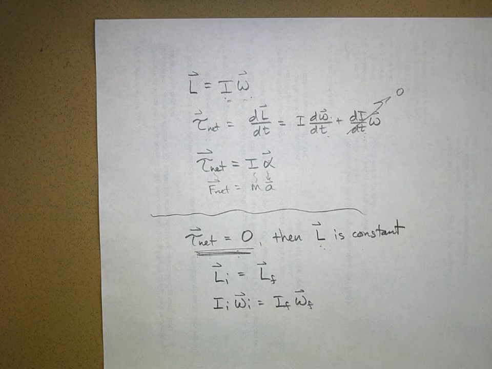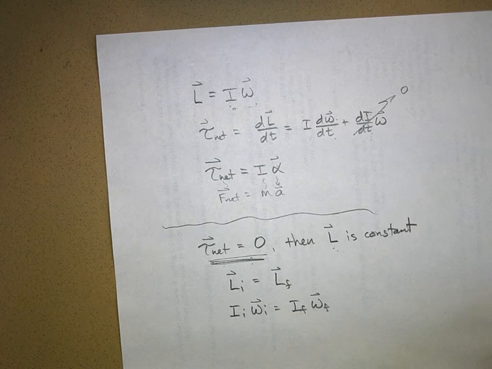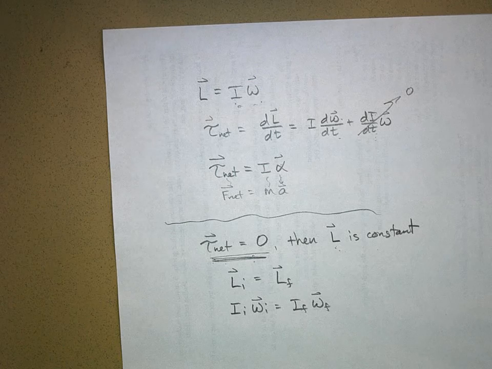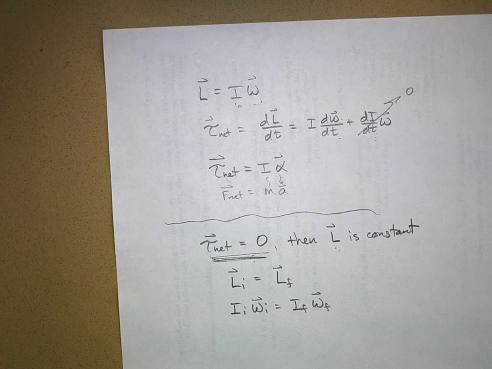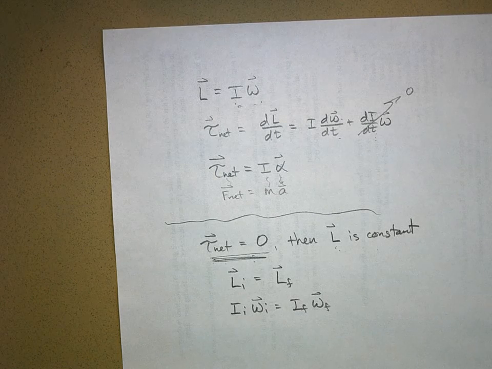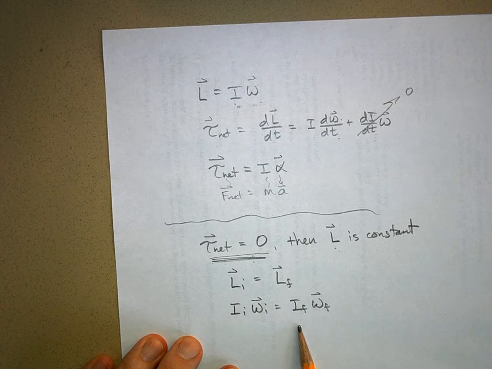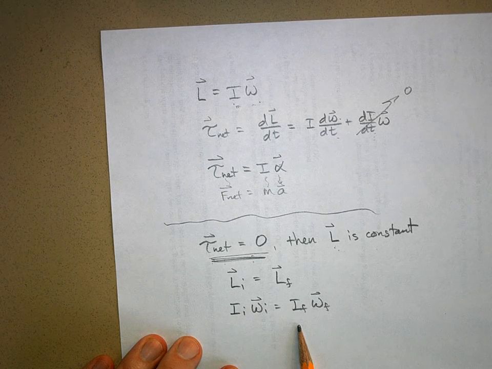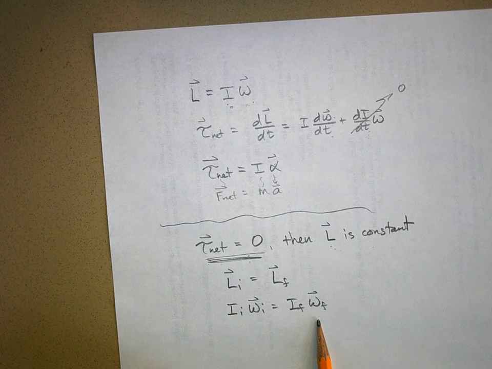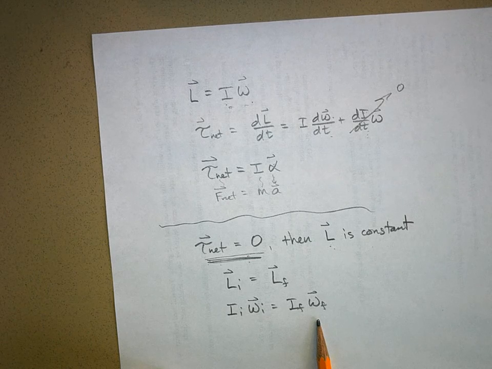Now imagine, have you ever seen an ice skater? An ice skater will go into a spin with arms and legs out, and then bring the arms and legs in. When you bring your arms and legs in, you reduce your rotational inertia, and therefore you have to spin faster.